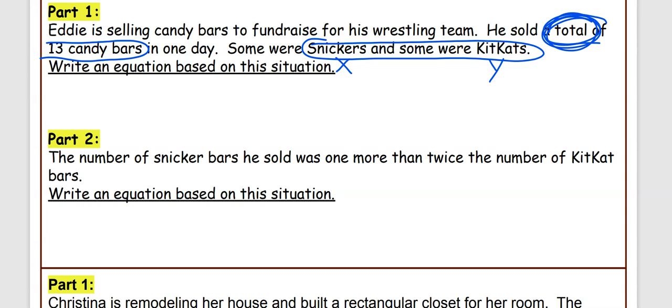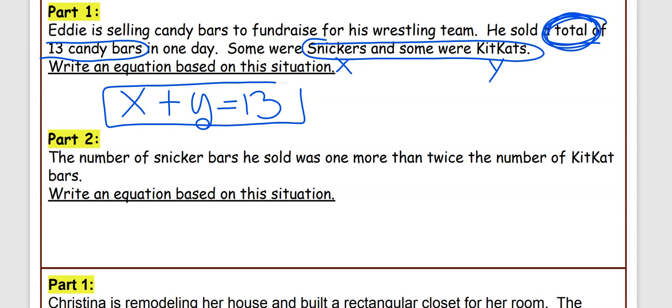So now, the word total up here, that implies a very specific math process. And what math has to happen to get a total? Adding. So if we added up the Snickers and we added the y's to that, we know we have a total of 13 candy bars that were sold. Do we now have an equation that models the situation? Yes, and that's where we stopped for part 1, because that's all we were asked to do.